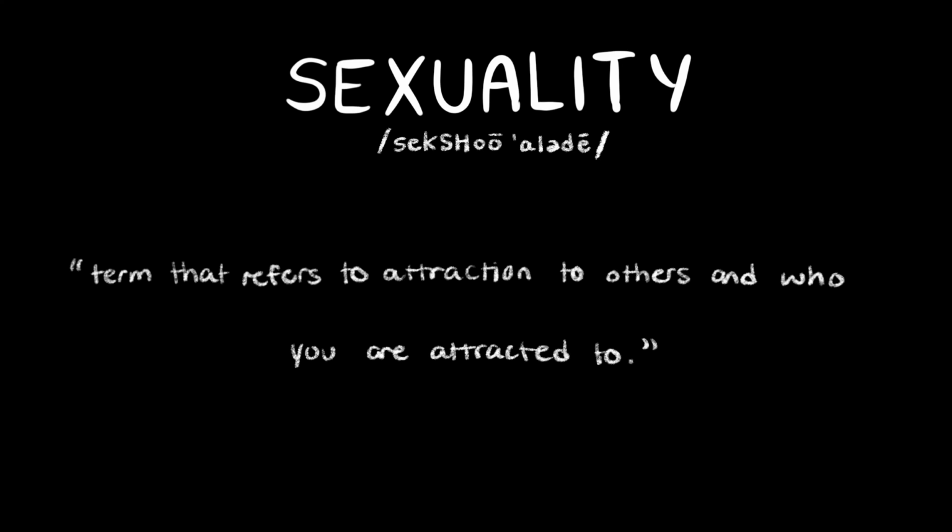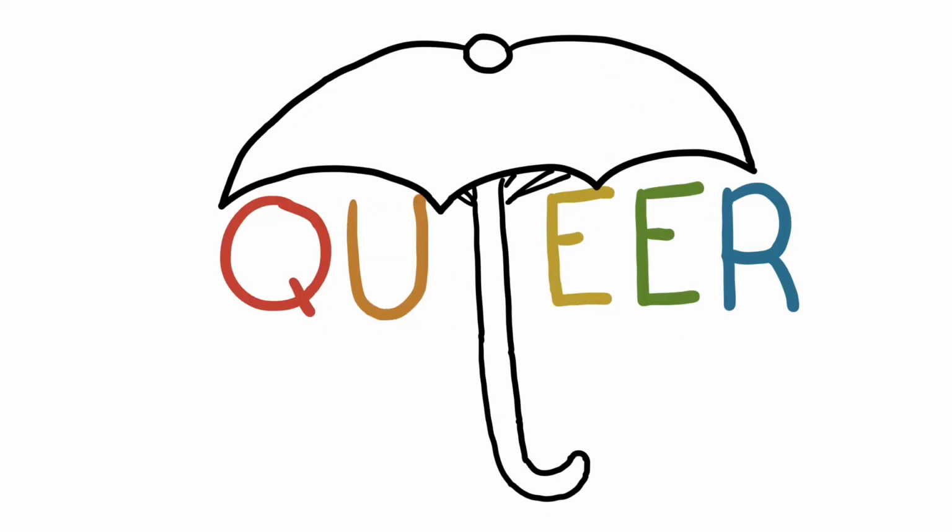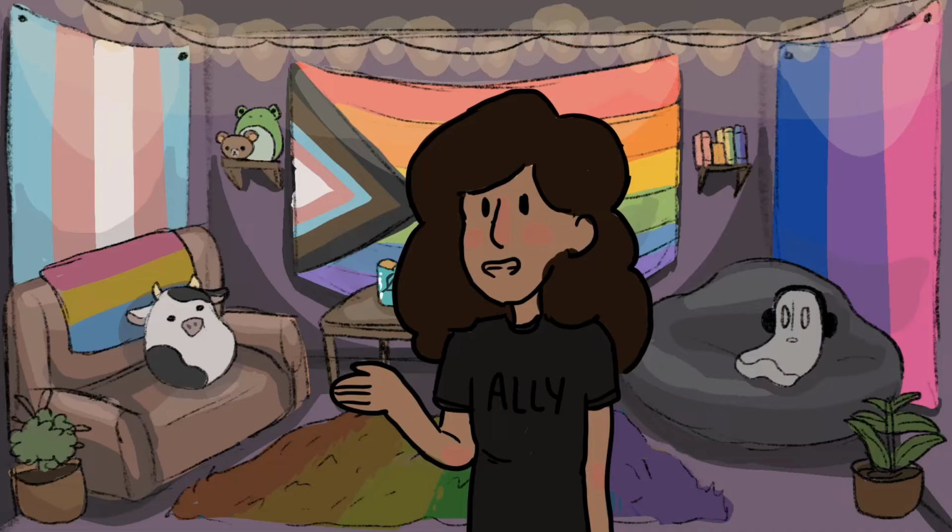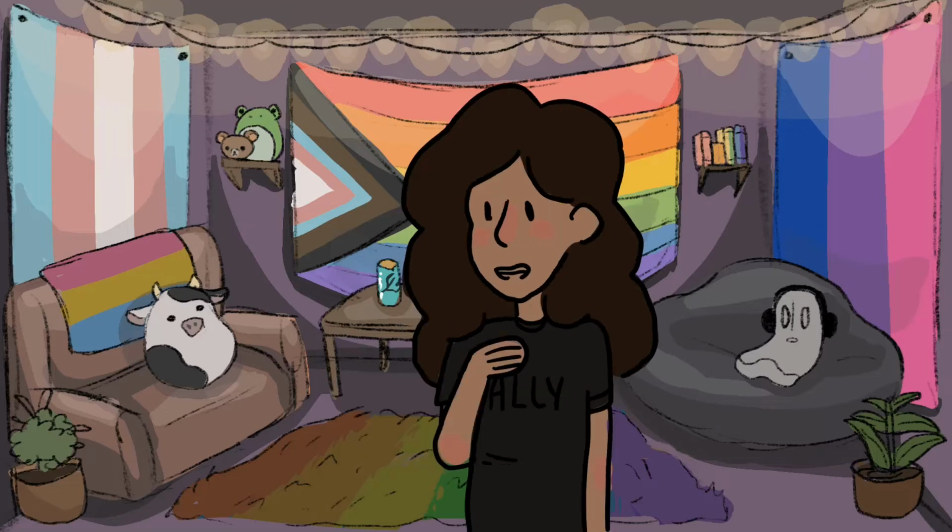The next letter, Q, stands for queer, which is an umbrella term that is used for anyone who is not heterosexual, which is another term for a straight sexuality, or cisgender, which means your gender identity matches your sex at birth. For example, I was born female at birth and I identify as female, so I would be classified as cisgender.